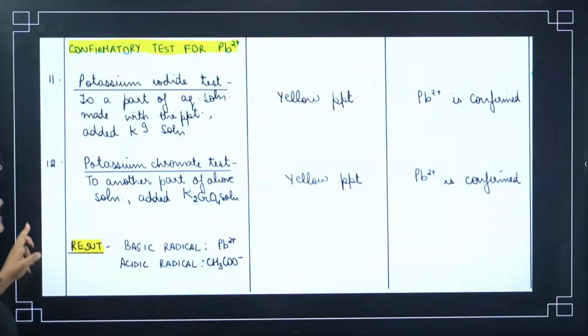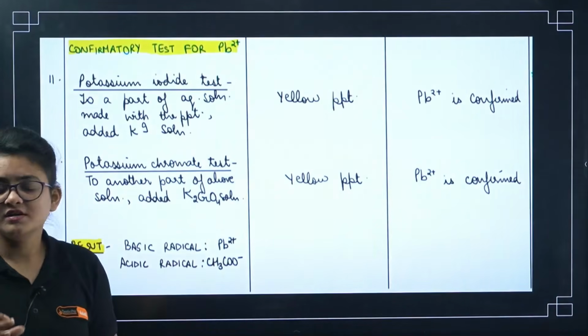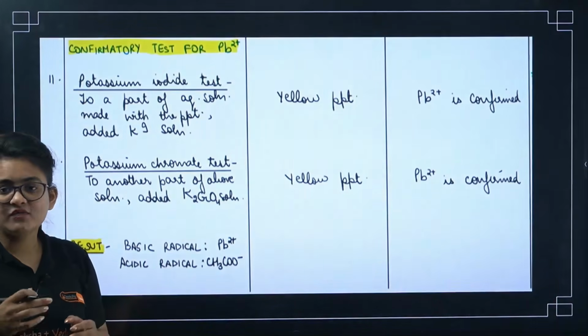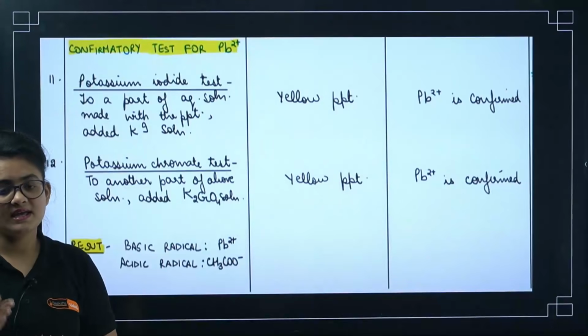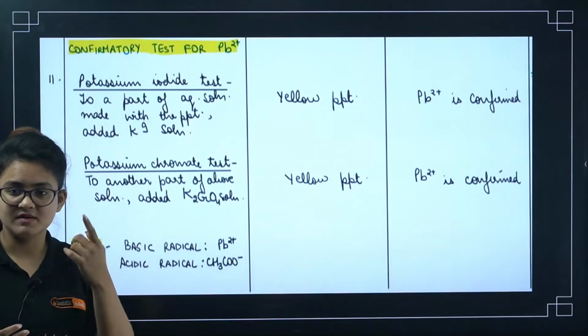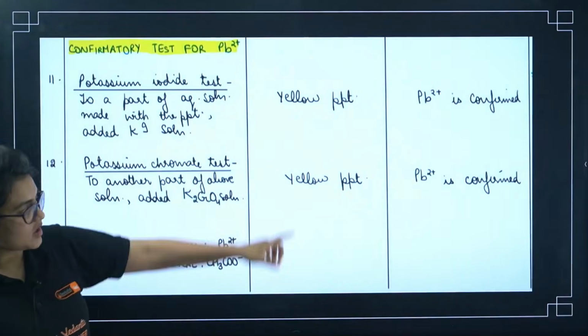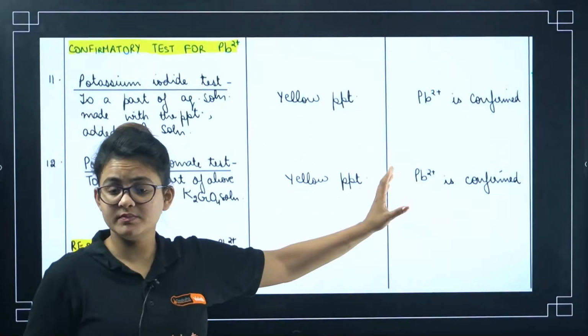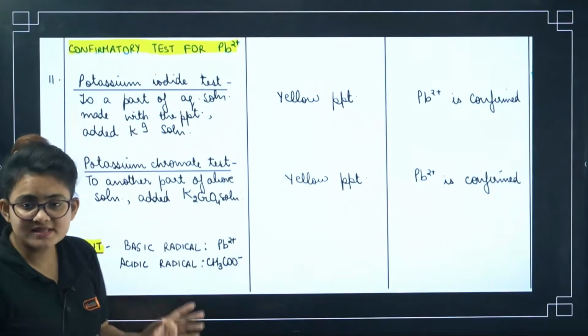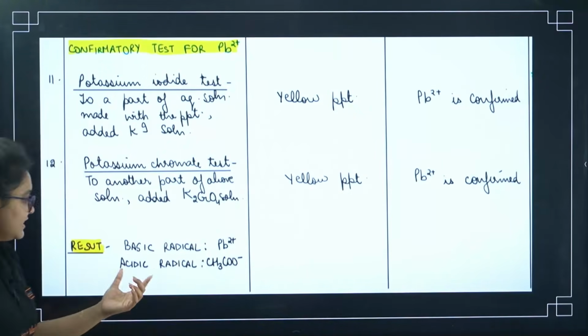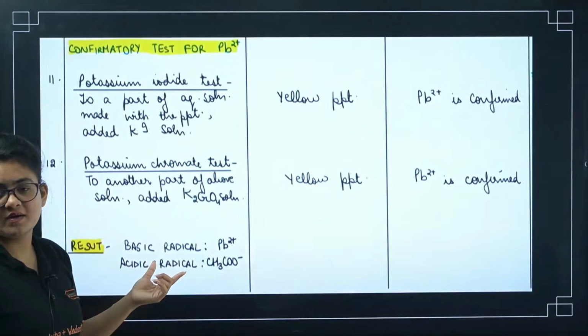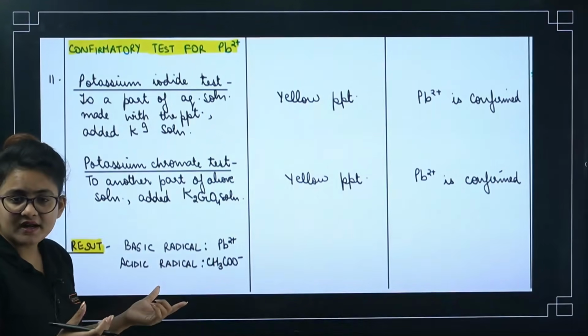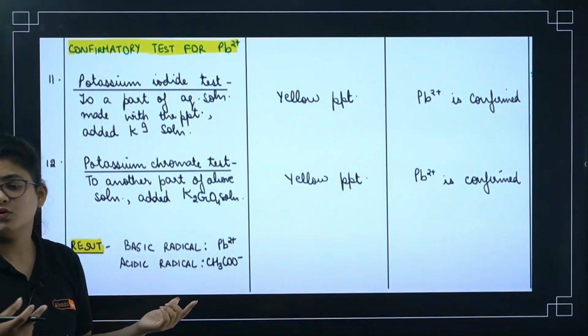Okay, let's proceed further. Once you have got your cation identified, then write the confirmatory test. Again, 2 confirmatory tests are mandatory, so write them. Here you have to write it is confirmed. Pb2+ is confirmed. So this is how you should proceed, and in the result part, please make sure you write what basic radical you identified and what acid radical you identified.